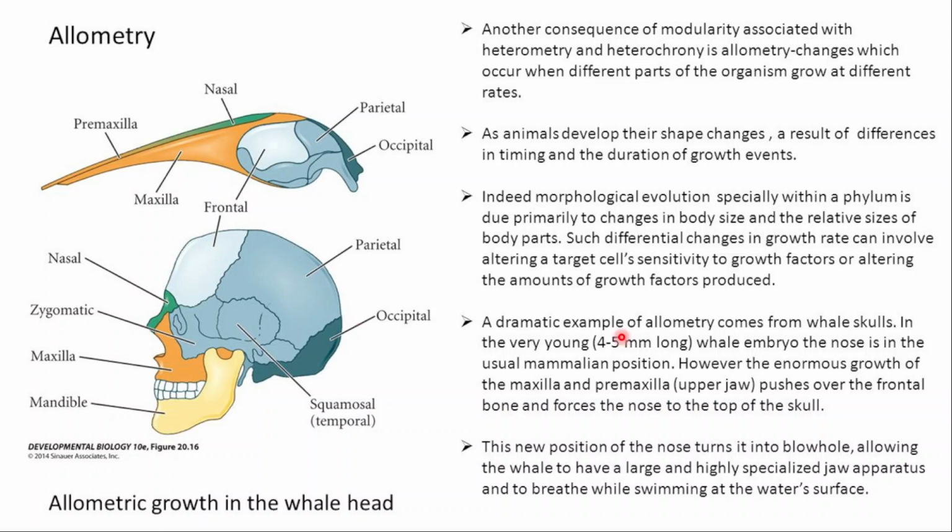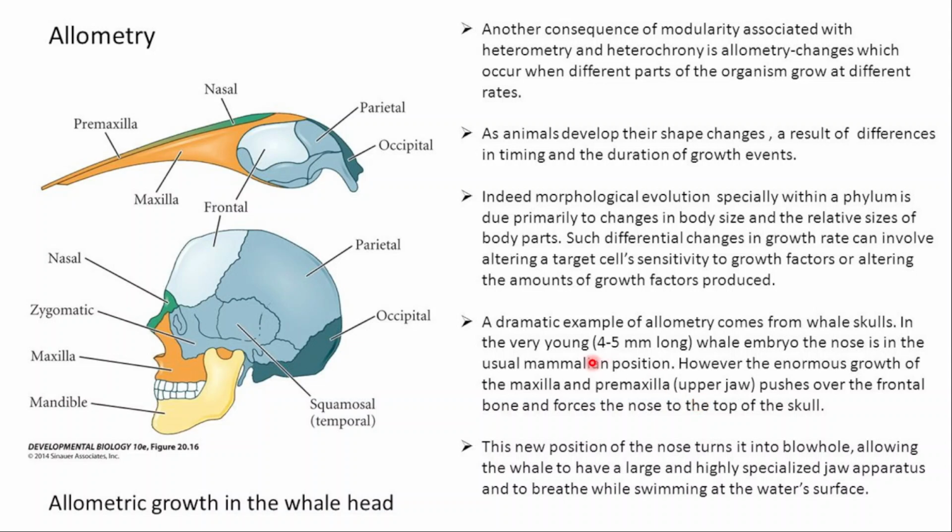A dramatic example of allometry comes from whale skulls. In the very young whale embryo, the nose is in the usual mammalian position. So if you see embryonic structures in both whale and human, in both of them the nose is at the usual mammalian position. However, the enormous growth of the maxilla and premaxilla pushes over the frontal bone and forces the nose to the top of the skull. So this is what I was talking about. The blowhole is actually the nose that we have in humans.